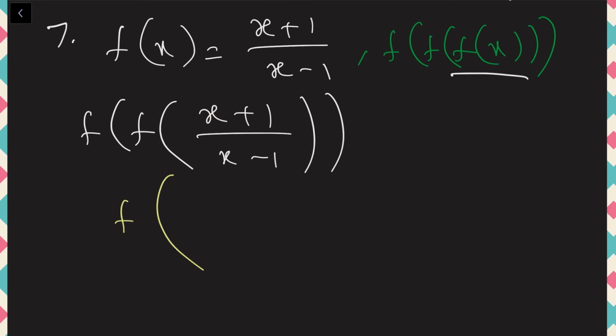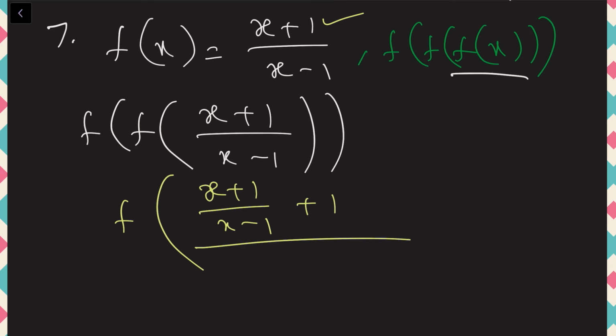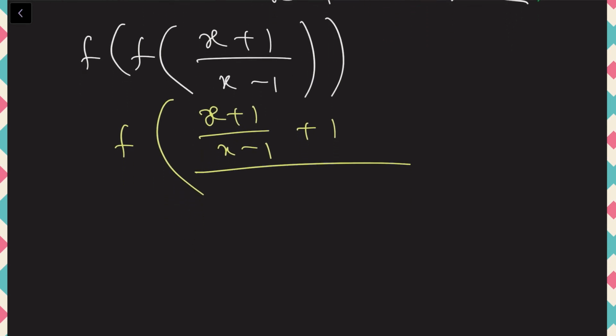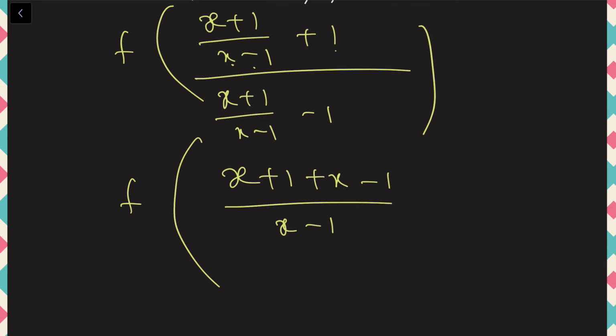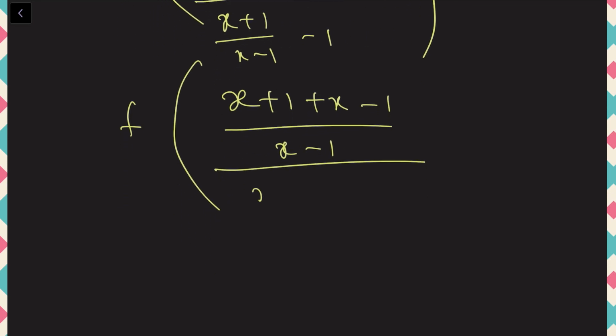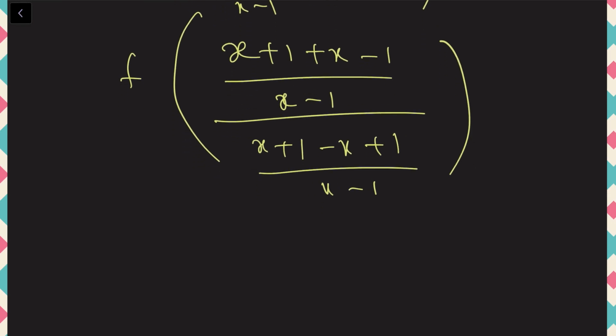f of, in the numerator we have x plus 1. So, in the place of x, x plus 1 by x minus 1, plus 1 as it is, whole divided by, in the denominator x minus 1 is there. So, in the place of x, x plus 1 by x minus 1, minus 1 as usual. f of x plus 1, x into 1, x minus 1 into 1, minus 1 divided by x minus 1, whole divided by x plus 1 minus 1 into x minus 1 into minus 1 plus 1 divided by x minus 1. Let us check if any cancellation or simplification is possible.